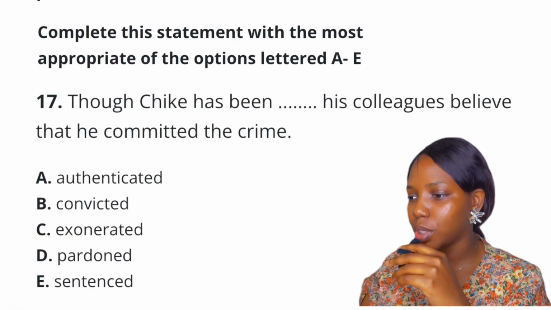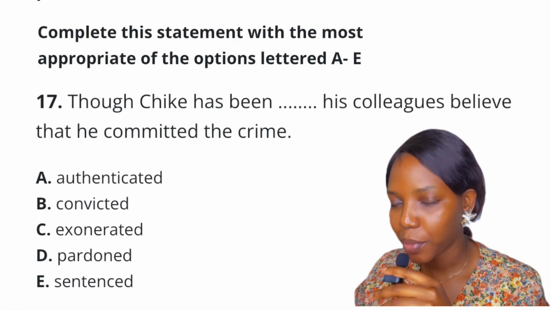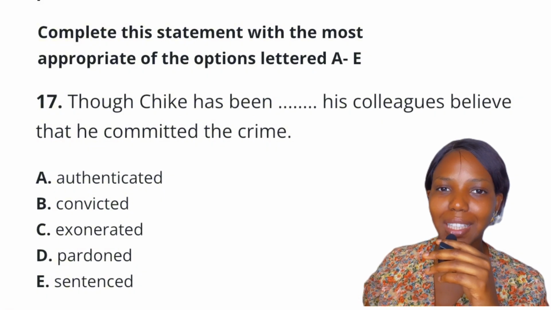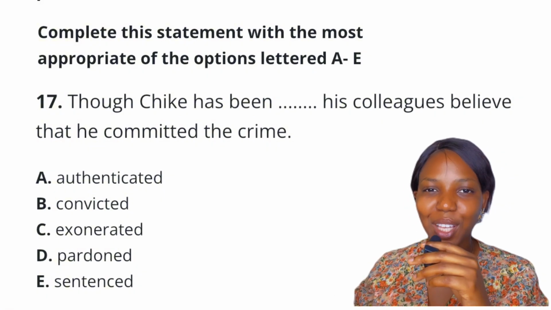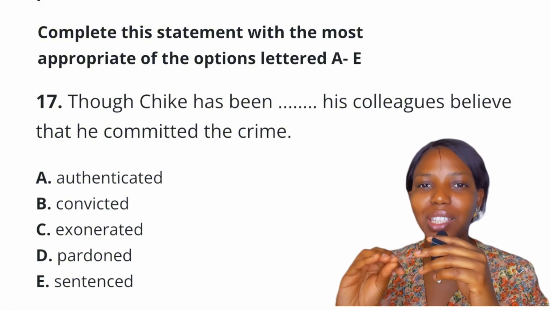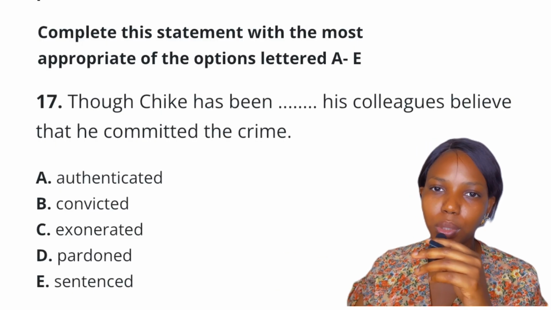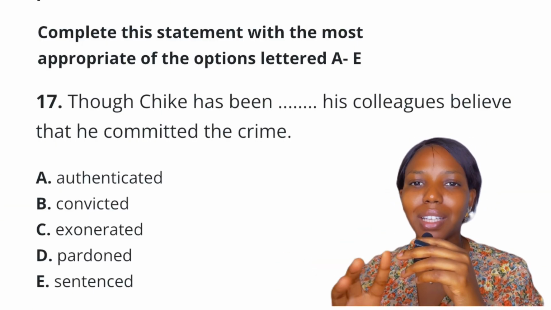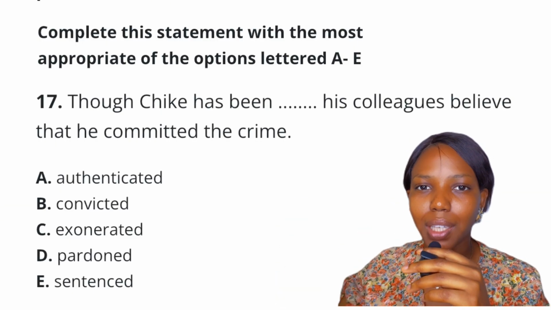Complete the statements with the most appropriate of the options lettered A to E. Now, what's the difference between exonerated and pardoned? Exonerated is you were innocent all along. Pardoned is you were guilty but forgiven. Now, let's see if we can spot which one saved Chike here.